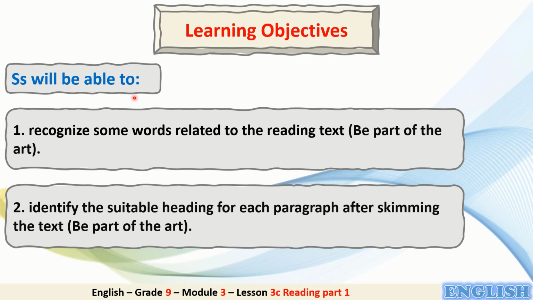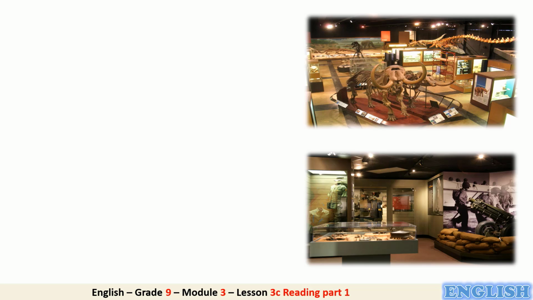Students will be able to, number 1, recognize some words related to the reading text, Be part of the art. Number 2, identify the suitable heading for each paragraph after skimming the text. Be part of the art. Here we are going to recognize some words related to the reading text.